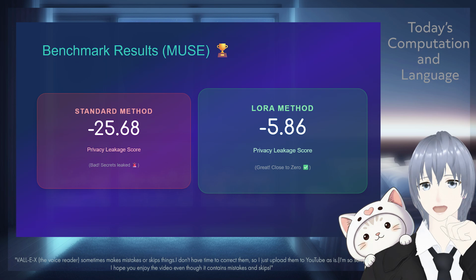The researchers tested this on the Llama 2 7B model, using a benchmark called MUSE-News. They looked at books and news articles. The results were pretty impressive. Standard methods failed hard when the model was squeezed down to 4-bit: utility dropped, and the secrets leaked back out. But with the LoRA method, privacy leakage dropped significantly. For example, in the books dataset, the privacy leakage score went from a terrible 25.68 to a much better 5.86, which is way closer to zero, the ideal score. And it did this while keeping the model smart enough to answer other questions correctly.